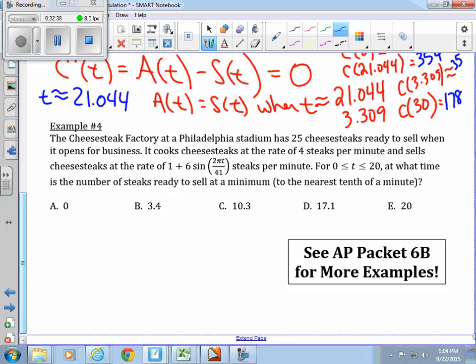Okay. Now, what time is the number of steaks ready to sell at a minimum? So you notice this is a common AP problem type where they do these rates of change problems. So at what time is the number of steaks ready to sell a minimum? Well, what are you going to do to find a minimum? Find the derivative, set it equal to 0, and check the endpoints, right? Well, what is the derivative?